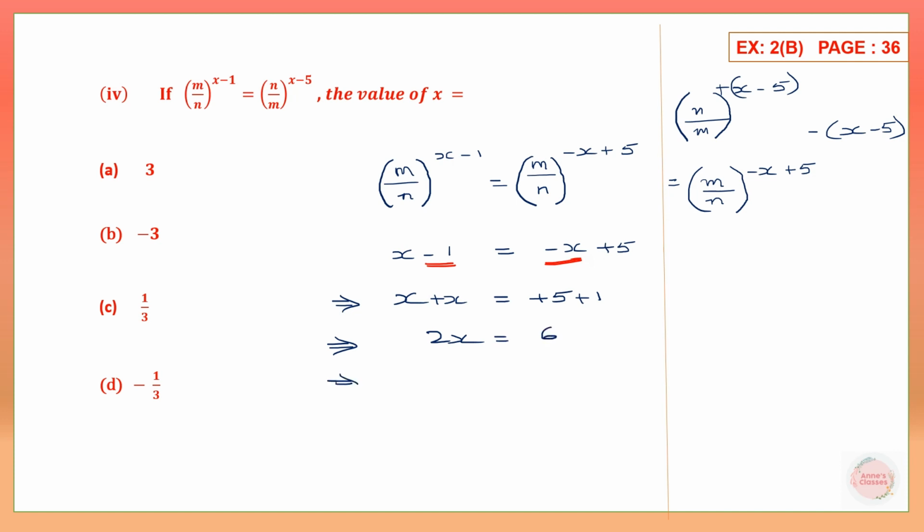Now I can solve for x. X is equal to 6 by 2. So I can divide this now. 2 3s are 6. So I have found the value of x. X is equal to 3. So this is my answer here, which is the option. If you look at the question here, the option for 3 is option A. So this is our answer.